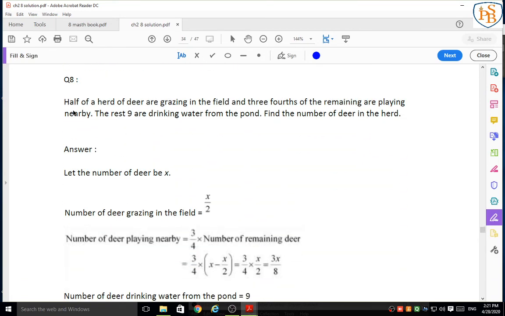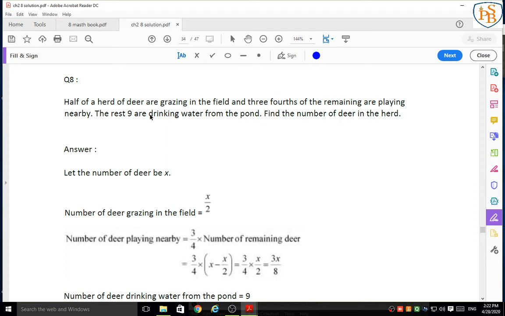Now question number 8. Half of the herd of deer are grazing in the field and 3/4 of the remaining are playing nearby. The rest 9 are drinking water from the pond. Find the number of deer in the herd. Okay, they told us to find out the number of deer. So let the number of deer be x. Half of the herd, that means half of x is x by 2. Okay, and 3/4 of the remaining.